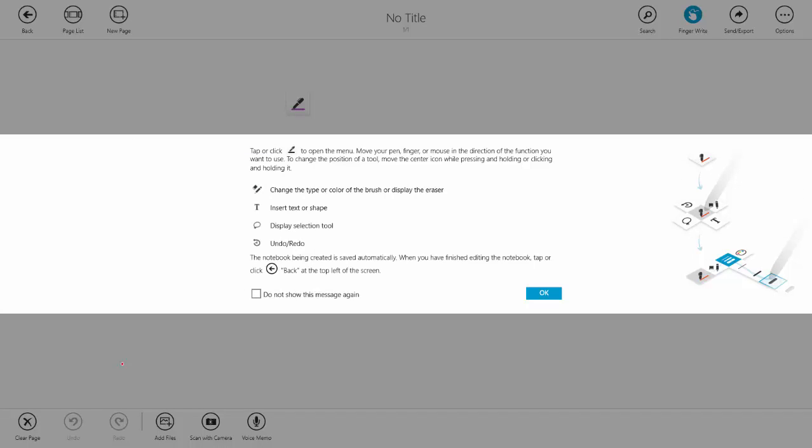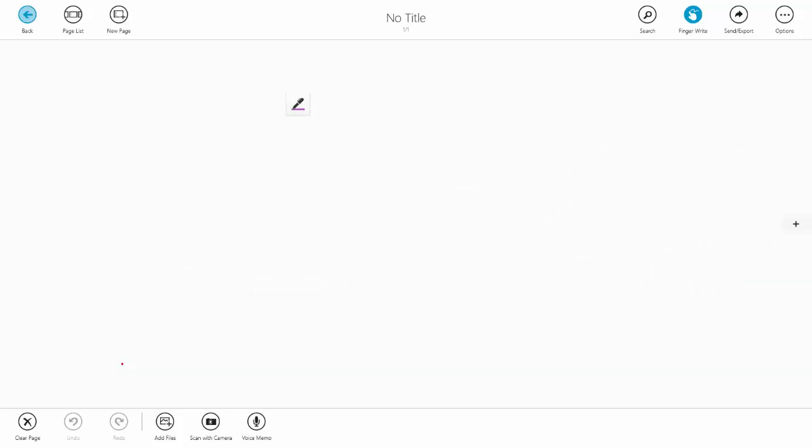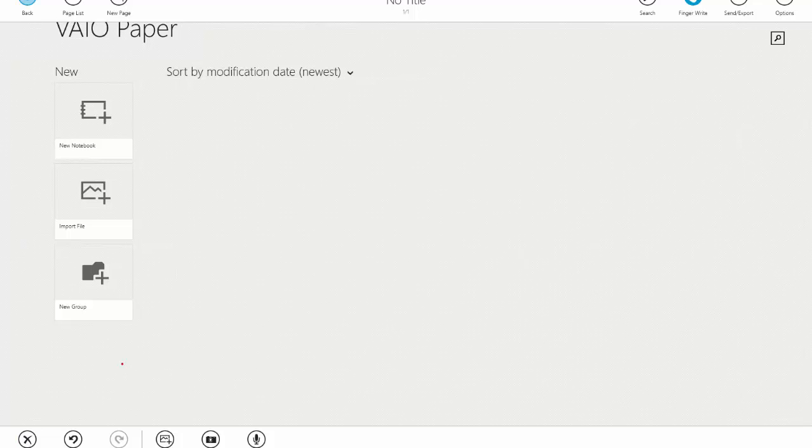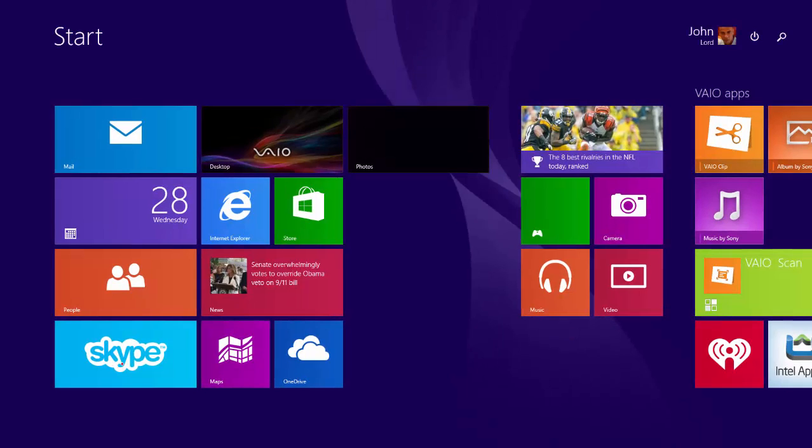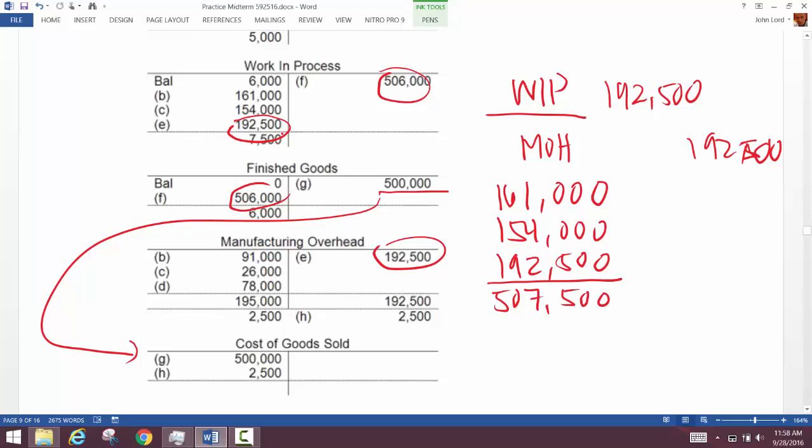And how do I get rid of this? Hit back? No. Now I'm really messed up. I don't know how to get out of this. Clear page. No. How do I get out of this? I think it's just going to take me right back to that stupid thing. No, okay. Stop coming up, you stupid thing.